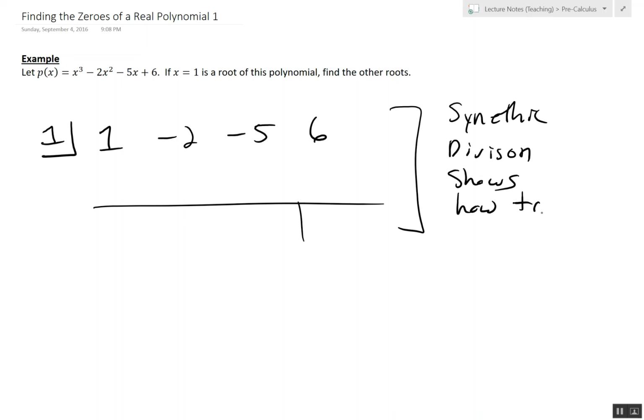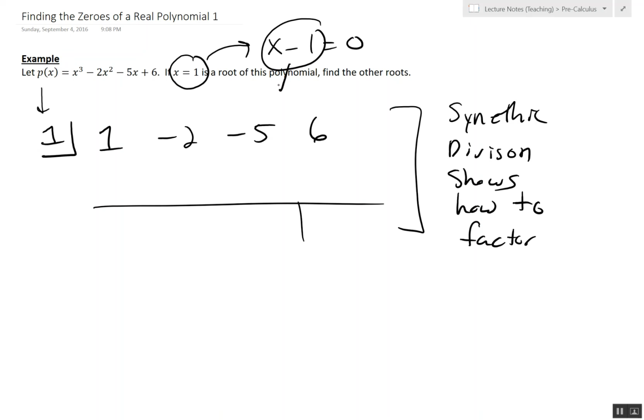Now, you may be wondering why this is a positive one and not a negative one. Well, remember that this is a root of a polynomial, so if you move the 1 to the other side, this is x minus 1 equals 0. And this is the factor form. And so the sign is always opposite for the factor, but the same for the root. So that's why we have the positive one in there.